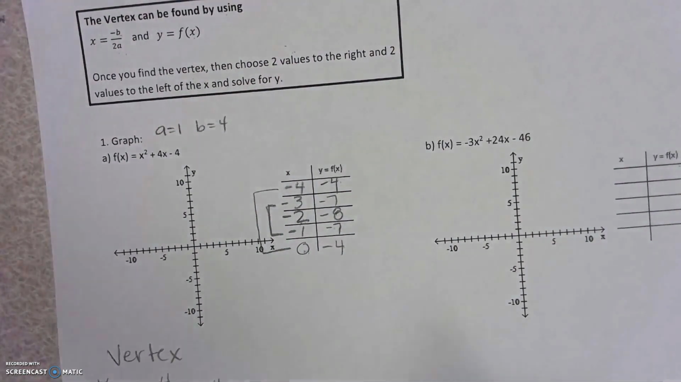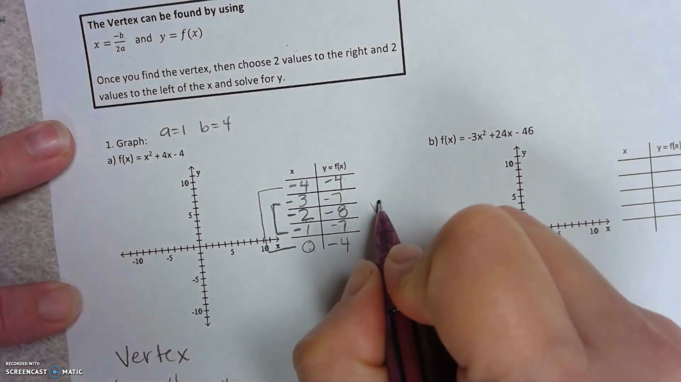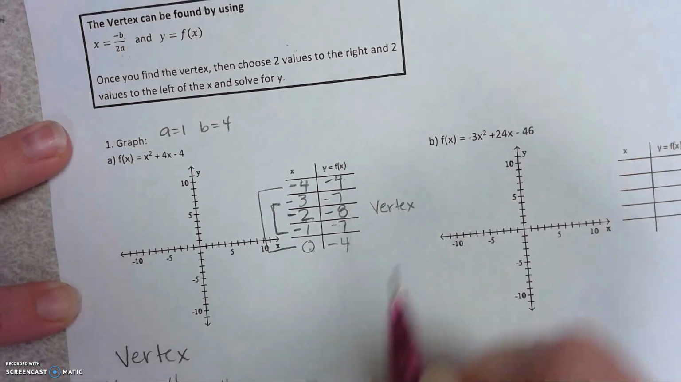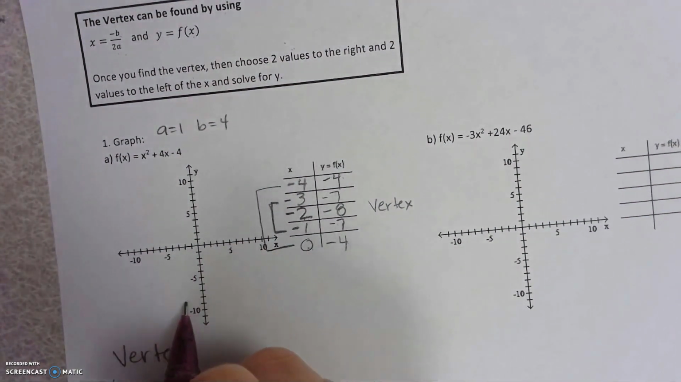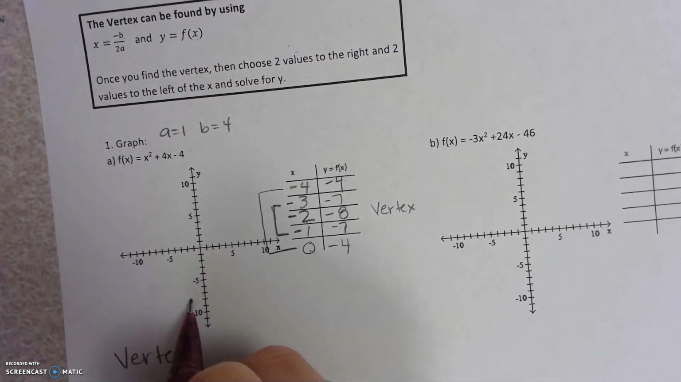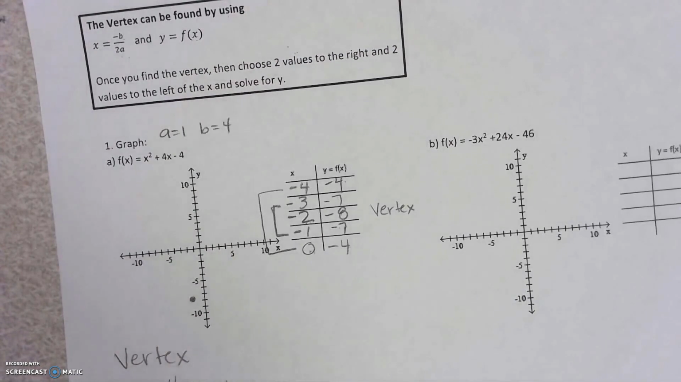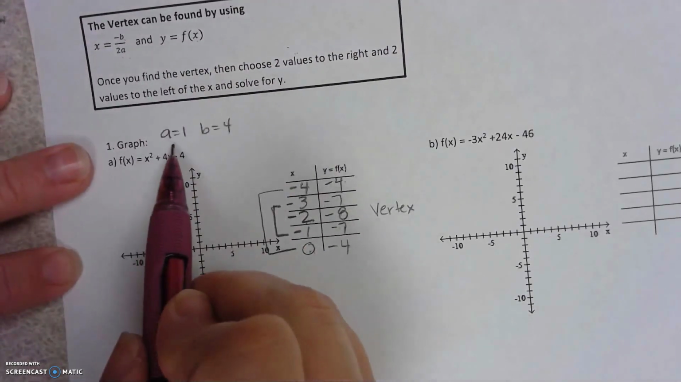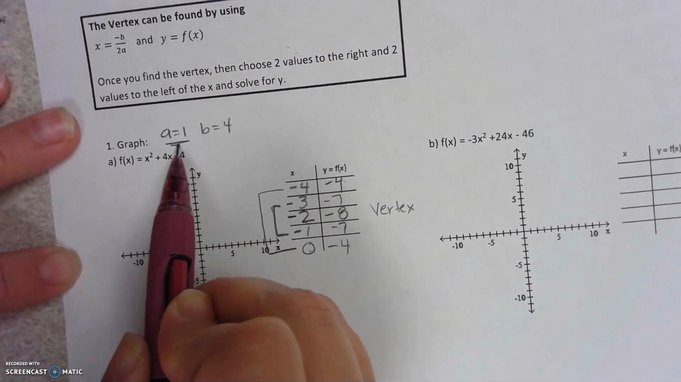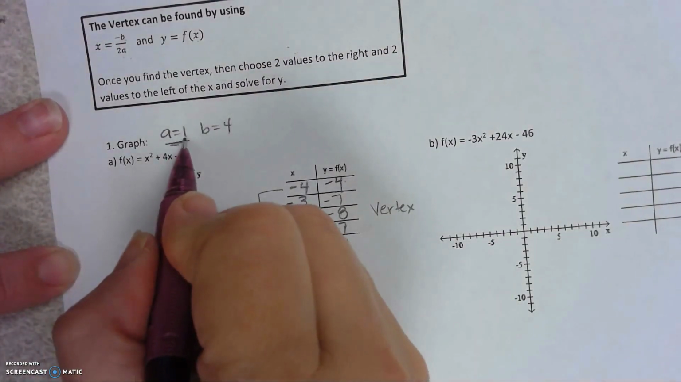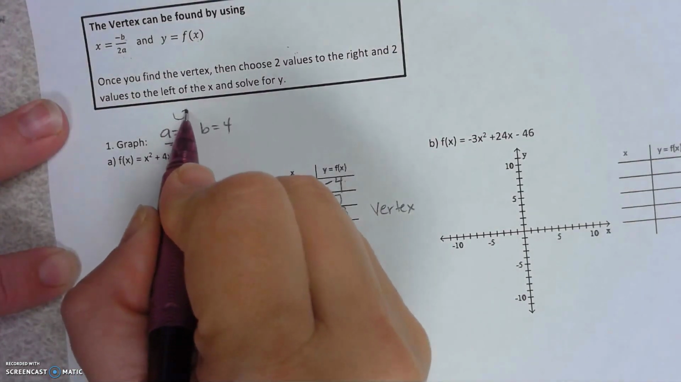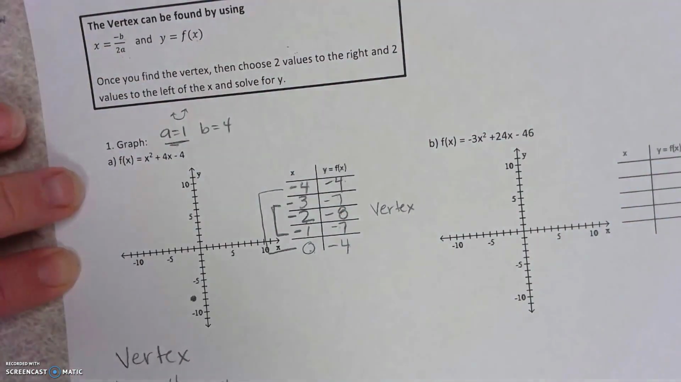Now usually what I like to do is graph the vertex first. So I'm going to go do that. I'm going to go left 2 and down 8. Then I'm going to look to see, is my parabola going to open up or down? The way that I tell that is I look at this number here. If it is positive, my parabola should open up. So since this is a positive 1, my parabola should be opening up like that.